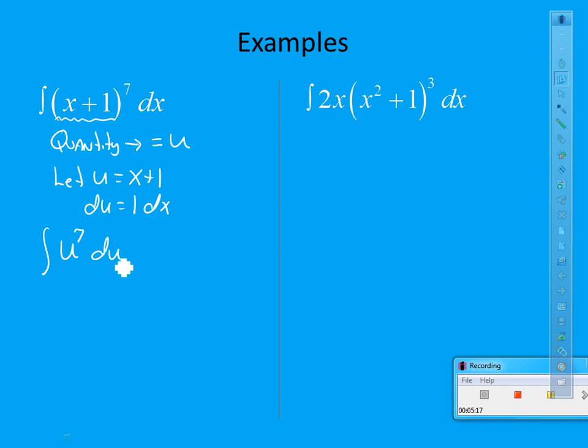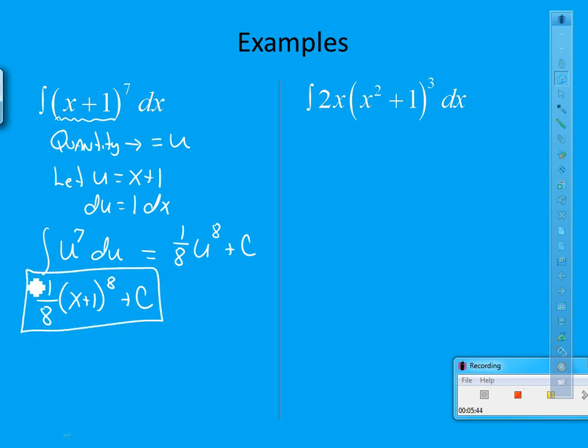Now go find the antiderivative just like we did last class. I'm going to add 1 to the power, I'm going to multiply by the reciprocal and put plus c. Now I'm going to sub in what u is. So here's my final answer. I've got 1/8 u, which is x plus 1 to the 8th, plus c. So there's my answer.